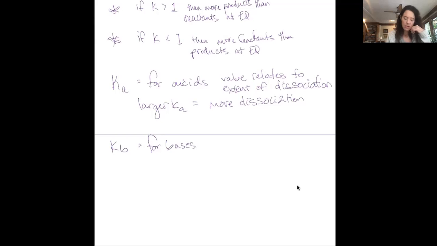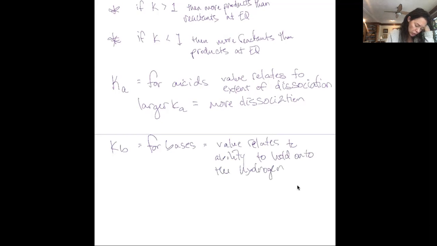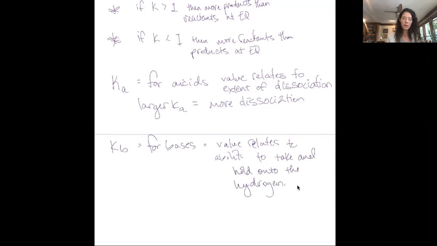I kind of think of it as, what do bases do? They take hydrogens. The Kb value relates to ability to take and hold on to the hydrogen. You have to think about these things and just find a way to wrap your head around it. And once you do, it makes sense.